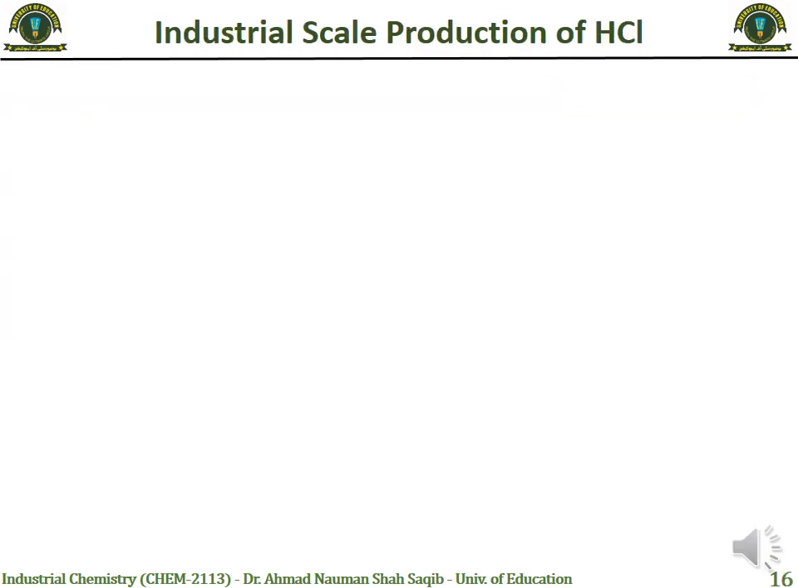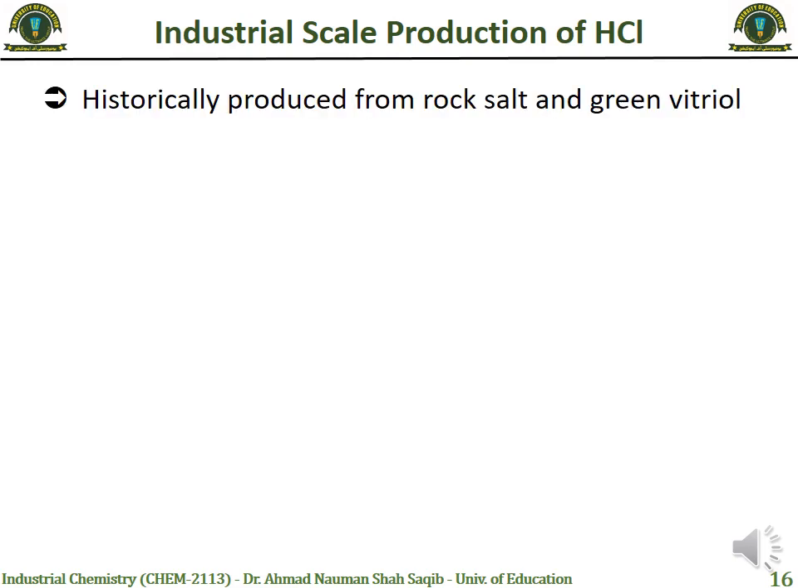So we have discussed some important reactions of hydrochloric acid. Next we have to study some industrial scale production of HCl. We know that historically HCl is produced from the reaction of rock salt or green vitriol, or we can say it's conventionally produced from the reaction of sodium chloride with sulfuric acid.